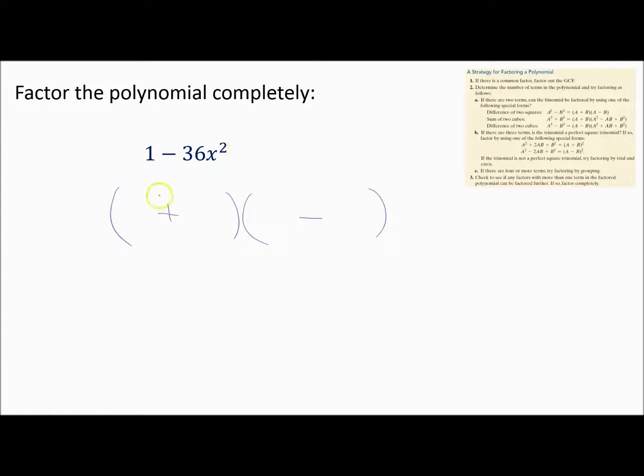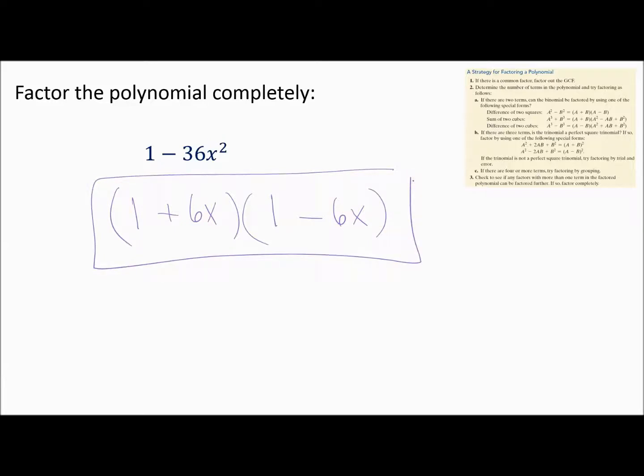So don't go putting 6x first. That's not how it works. The square root of 1 is 1. That goes in the first position. The square root of 36x squared is 6x. That goes in the second position. And that is your problem completely factored.